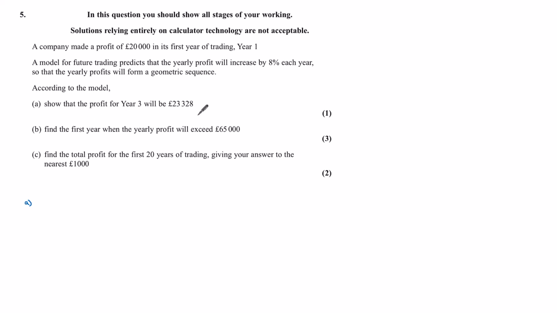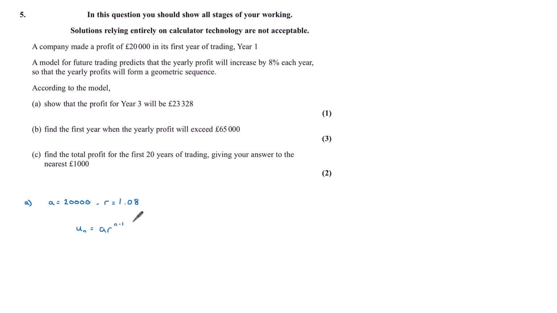Well, we are told that the yearly profits will form a geometric sequence. So with a geometric sequence, it is useful to have our first term. In this case, the first profit here is 20,000 from year 1 trading. And a geometric sequence has a ratio, so an amount that gets multiplied by each year. In this case, it's increasing 8% each year. That means my r value is 1.08. This is an increase of 8% each year.